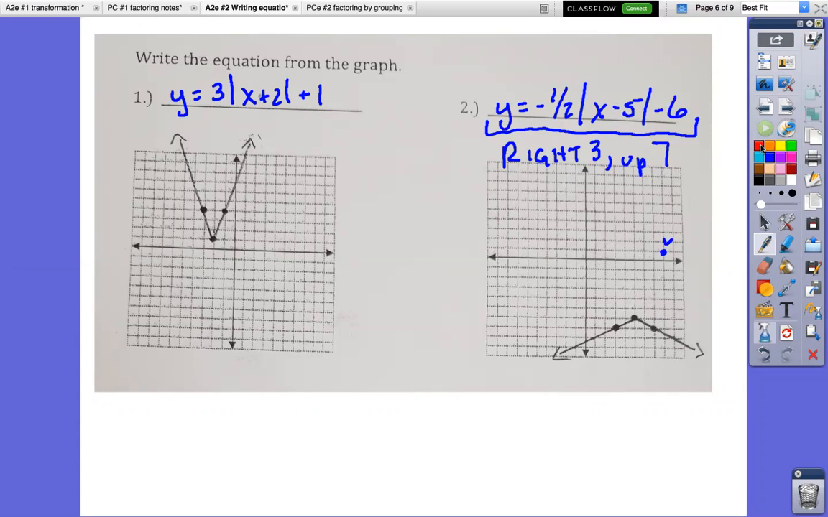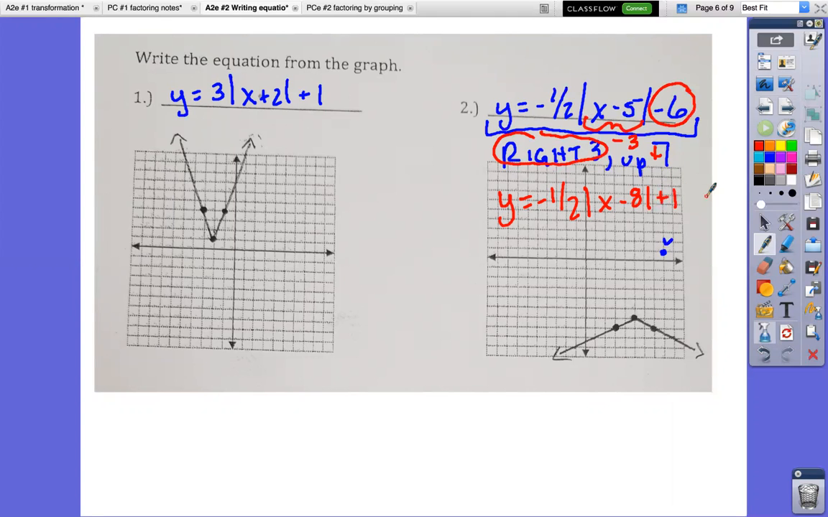Let me change this to red. Y equals -1/2 x. What can I do with this -5 with the right 3? Subtract 3 from -5. That's right. Remember, left and right is always going to be the opposite. So all I'd have to do is subtract 3 from this, and I could just write it as -8. So what about the up 7? What do I do with the 7 with the k value? Add 7, which puts me at +1.